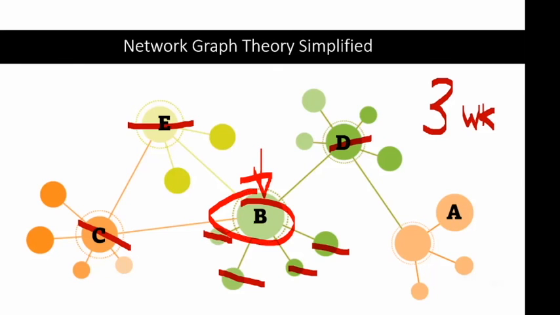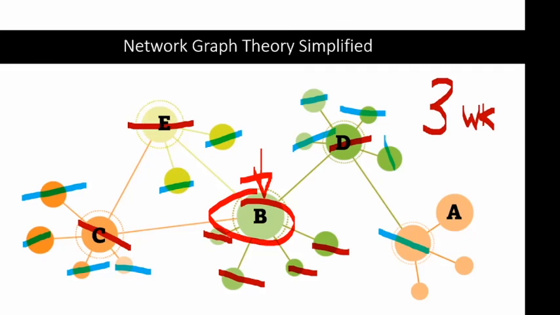And what happens in the second week after that? From C, it will have spread to this community. And from E, it would have spread here, here. And from D, it would spread here, here, here, here, and cross over to this other major metropolitan area. And this is the second week. And finally, in the third week, it spreads to A, here, and here.